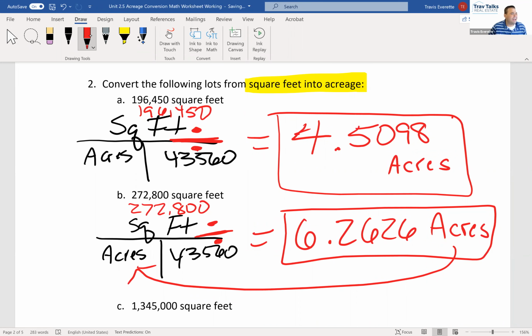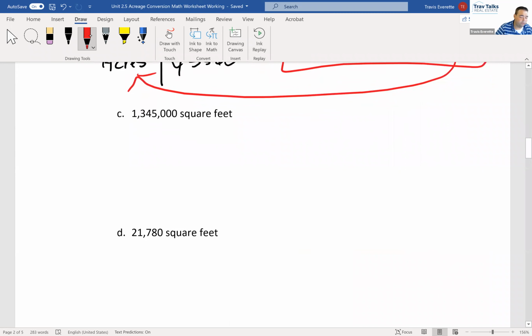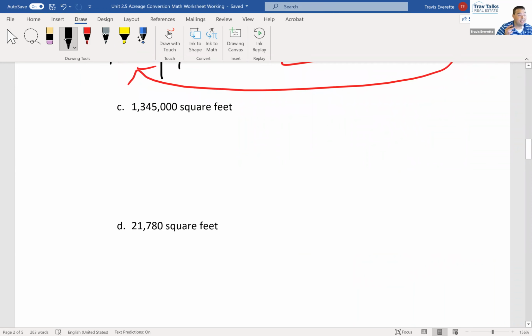I don't think it's a good idea just to put a number down. 6.2626 what? Bananas, oranges, shoes, acres. It's good to keep that straight in your mind. Nine times out of 10, when people say they're confused about the math, they're actually confused about the verbiage around the math. So the more you can write things out, the more things you can make clear for yourself, the better off you're going to be. Don't be lazy when it comes to showing work and writing words out. It makes a tremendous difference in understanding.